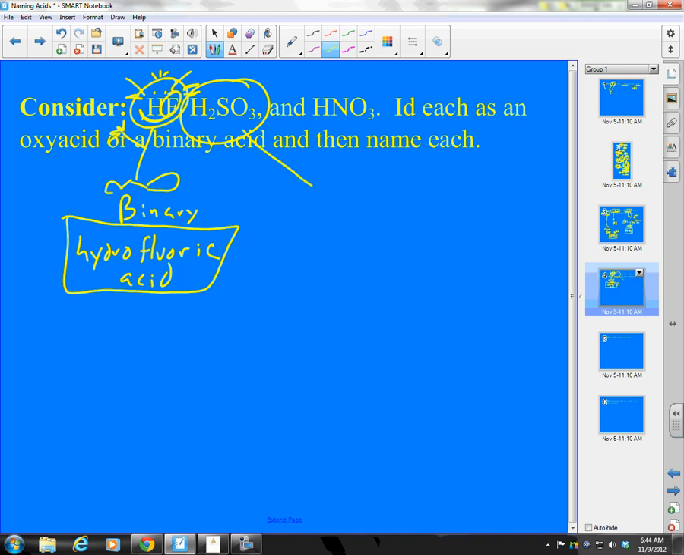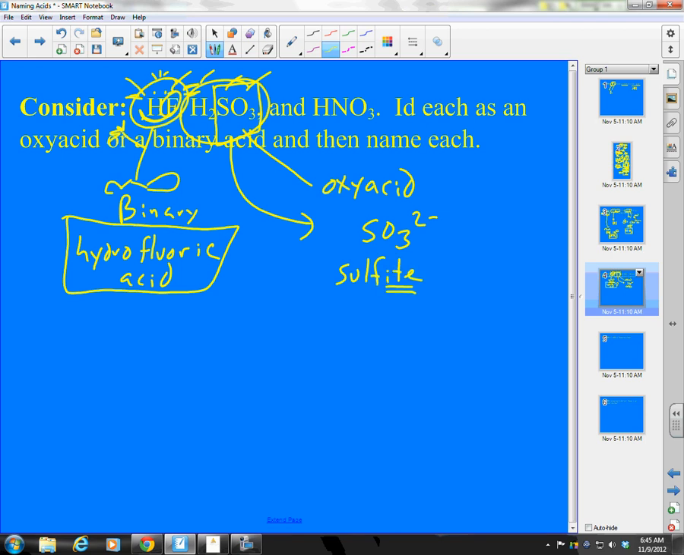H2SO3, well, I have 3 elements, so that would mean that this must be an oxy acid. That means, first of all, no hydro. So I want to focus on my oxy anion. This oxy anion is what? Well, it's SO3 2 minus. What is SO3 2 minus? SO3 2 minus is sulfite.